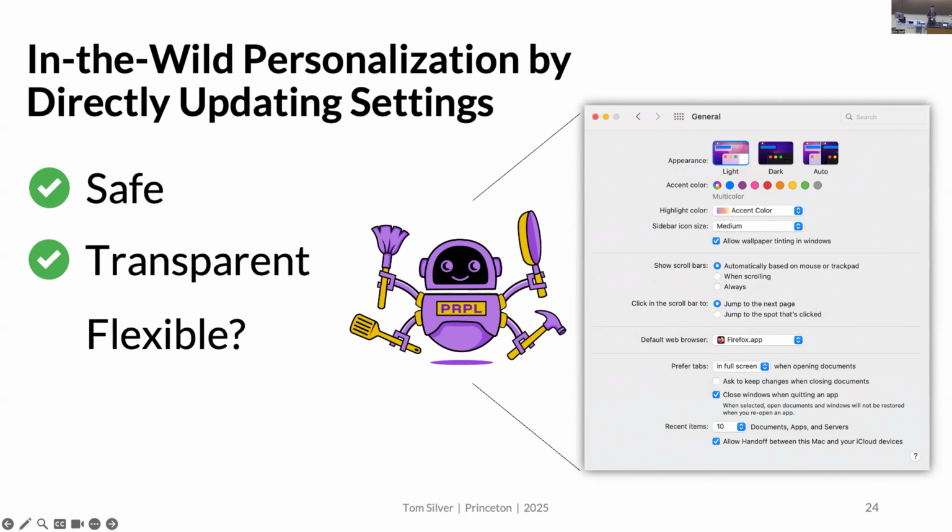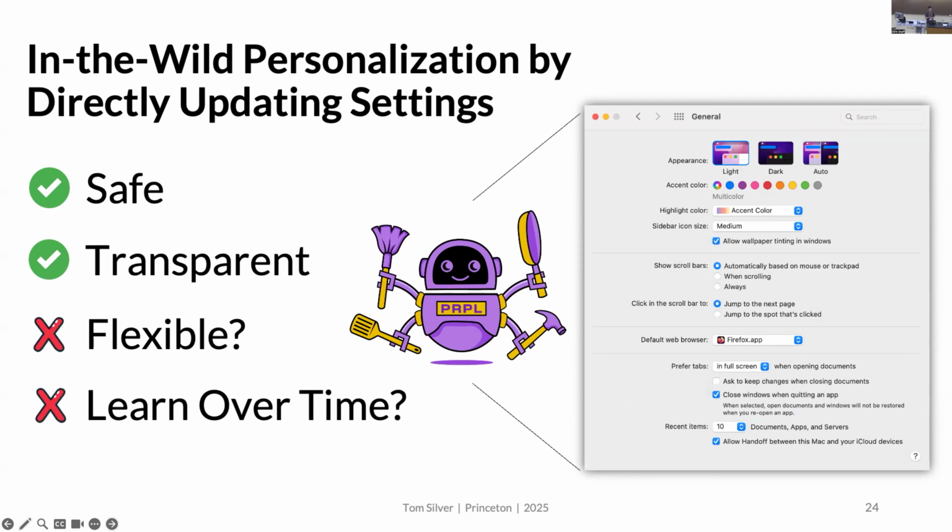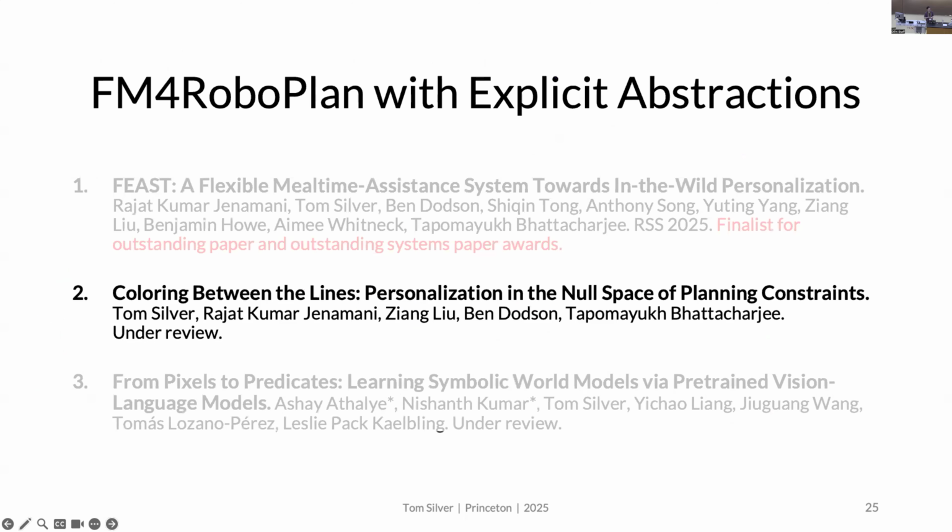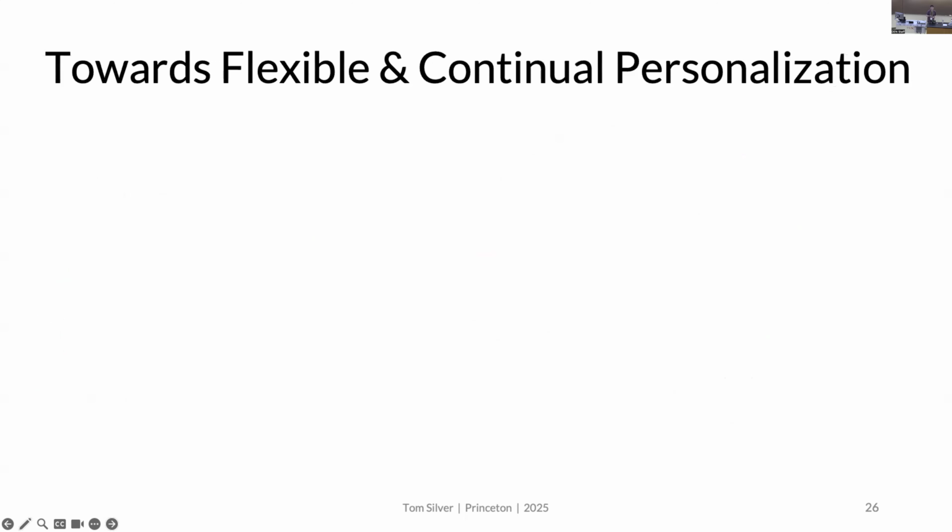But it's arguably not very flexible. We're not really enabling the user to fully personalize the robot in any way that they might want. And there's also not really a sense in which the robot is truly learning about the person or about its environment over time. It's more that the user has to directly indicate to the robot what they want at any given time. So this motivated our next project, which we call Coloring Between the Lines.